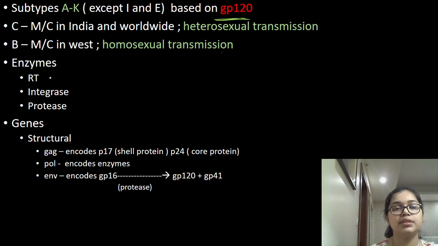The enzymes are reverse transcriptase, integrase, protease. The structural genes are GAG, which encodes P17, which is the shell protein outside, and P24, which is the core protein inside. POL encodes the enzymes. ENV encodes glycoprotein 160, which actually gets split by the protease enzyme into GP120 and GP41.